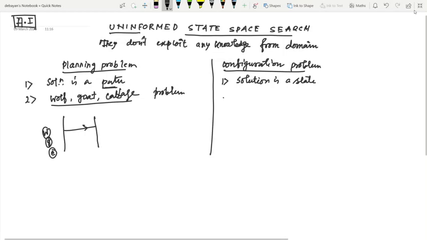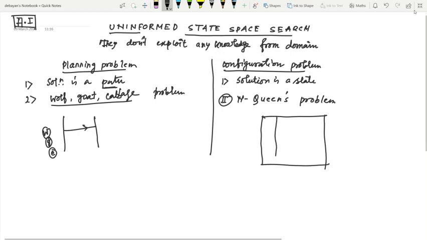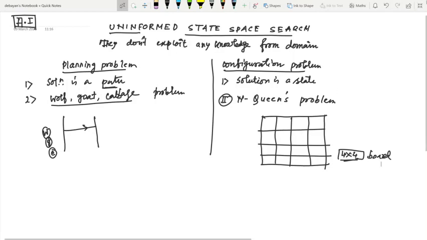But in the case of a configuration problem, we know, for example, the n-queens problem. We know what we mean by the n-queens problem. There are different versions of the n-queens problem. We have to place the queens on, say, a 4 cross 4 chessboard, or you can say a board.